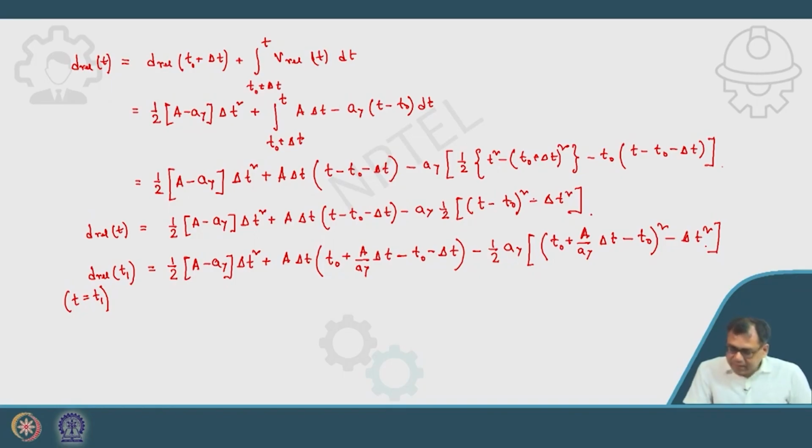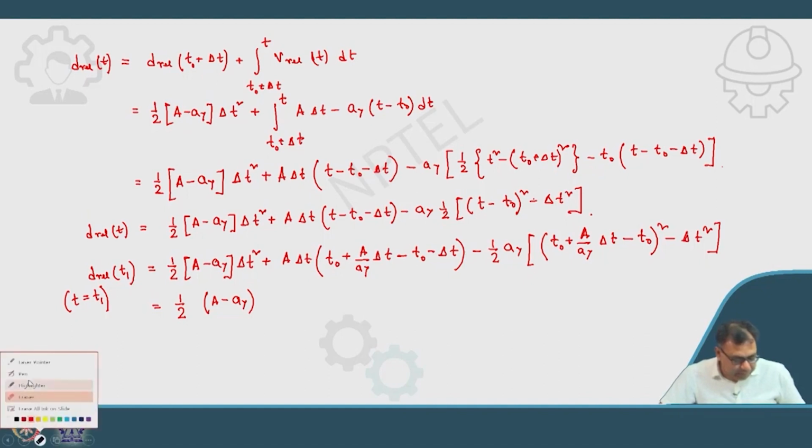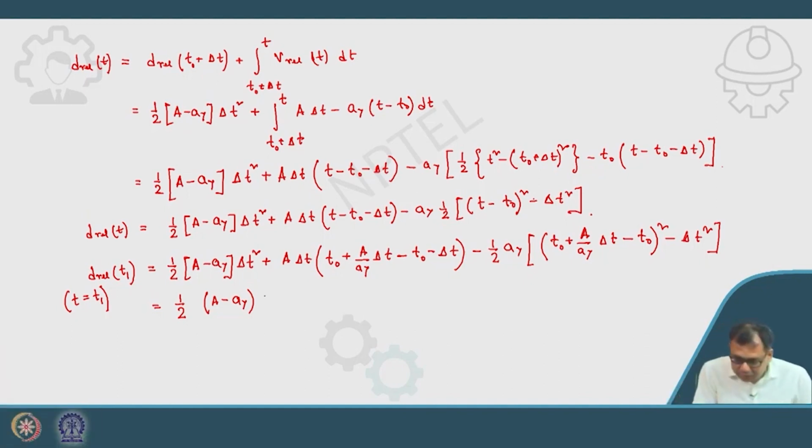And now if I simplify this, I am not writing those steps, just simplifying. I will get the final value, that is half (A minus Ay). I can remove the bracket here, there is no need to write this bracket. So half into del t square into A by Ay.